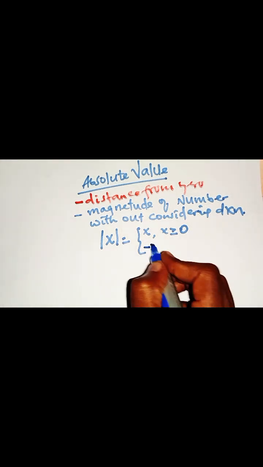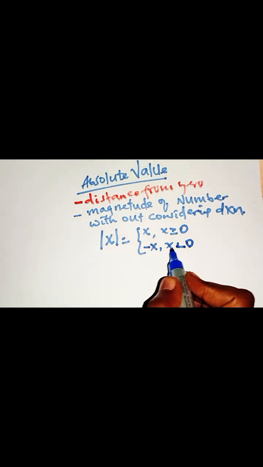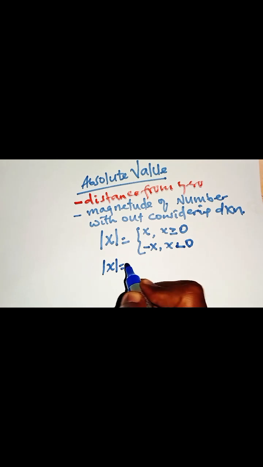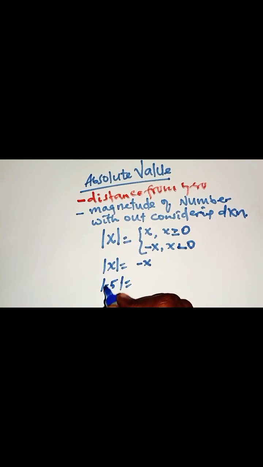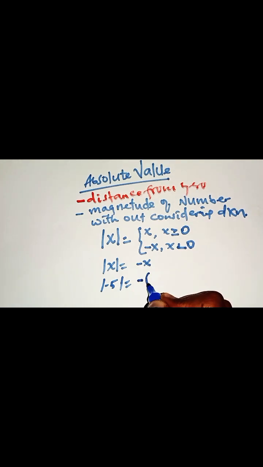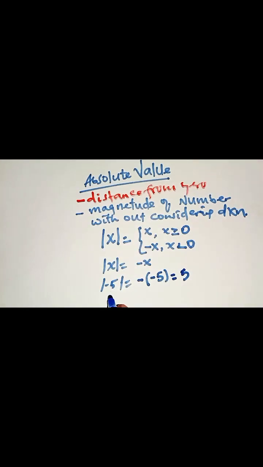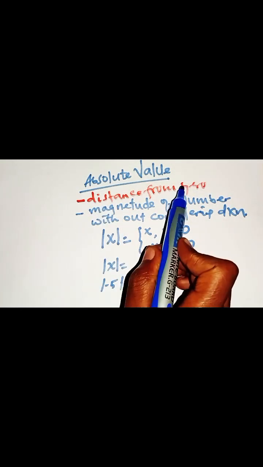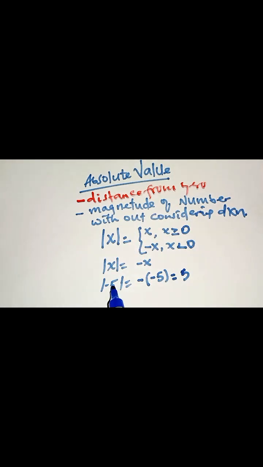Again, we can say negative x if x is less than 0. What do we mean when we say negative x if x is less than 0? For example, let's say the absolute value of x is equal to negative x. What is the absolute value of negative 5? Since we take x as negative 5, we have negative of negative 5. Negative times negative is positive. So it is equal to 5. The absolute value of negative 5, being the distance from 0, the magnitude of the number without considering direction or sign, is 5.